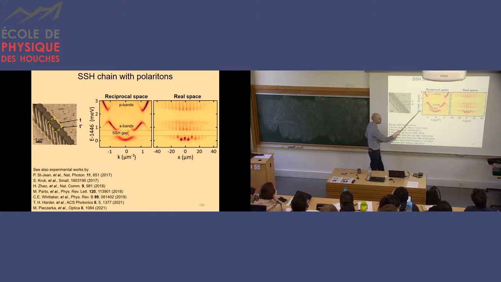And when you look at the band structure, you have two S bands with a gap in the middle. Okay, you have a gap here, and then you have two S bands. This, for people who may have heard about it, is called the SSH chain. And what we looked at is some nonlinear effect in this SSH chain.